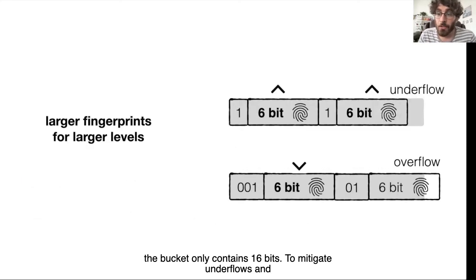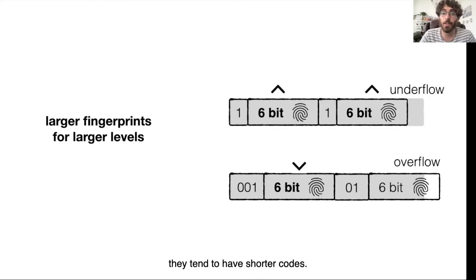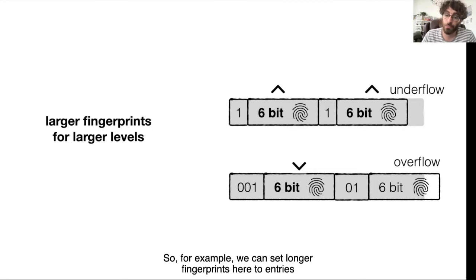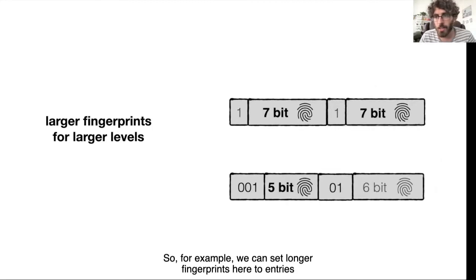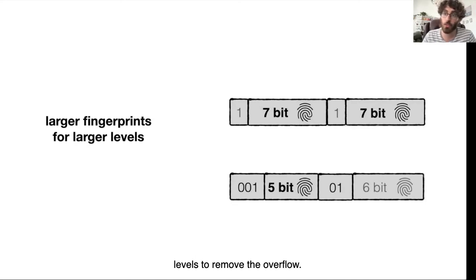To mitigate underflows and overflows so as to maximize memory efficiency and utilization, the first step we take is to assign larger fingerprints to larger levels of the LSM tree to make up for the fact that they tend to have shorter codes. So for example, we can set longer fingerprints here to entries from the largest level to seize up and exploit the underflowing bits. And we can assign a shorter fingerprint to one of the smaller levels to remove the overflow.